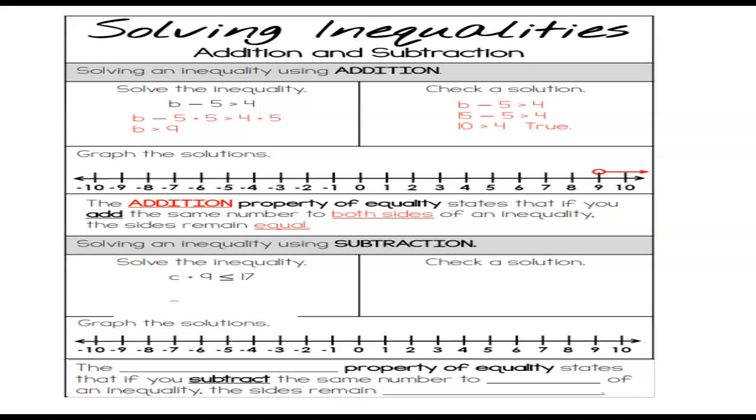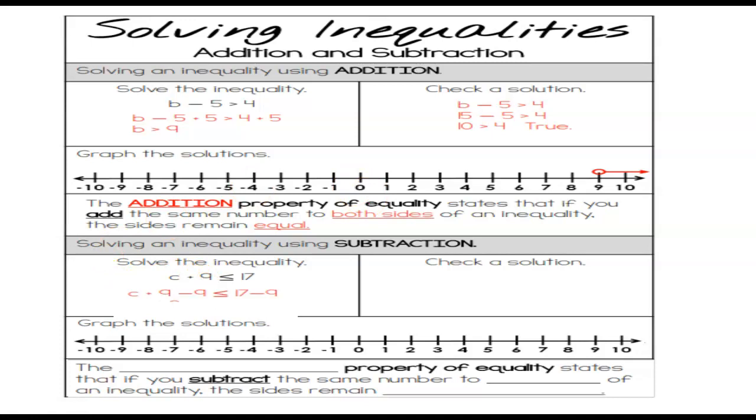Solve the inequality using subtraction. Solve the inequality c plus 9 is less than or equal to 17. What is the inverse operation of this inequality? We know the inverse operation is subtraction. We would subtract 9 from both sides.